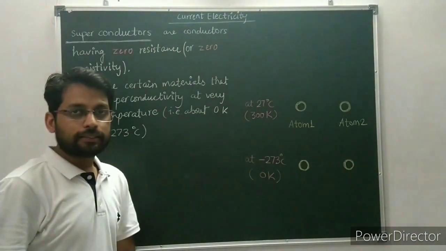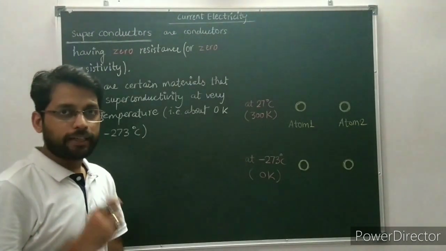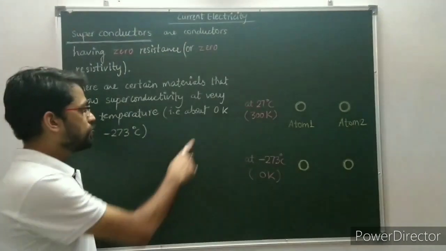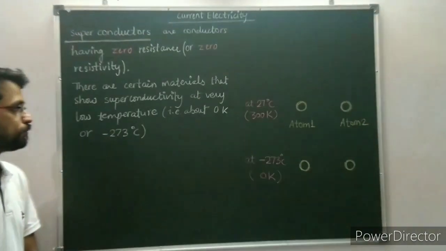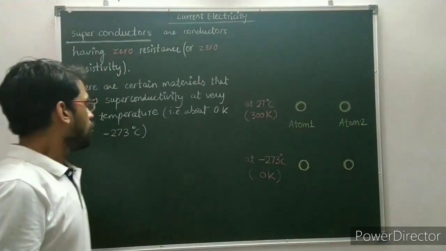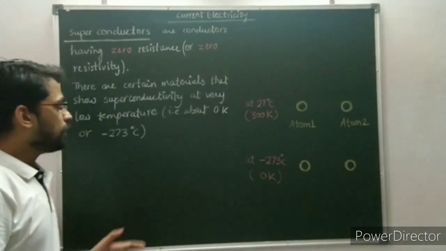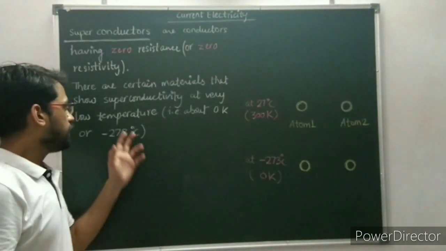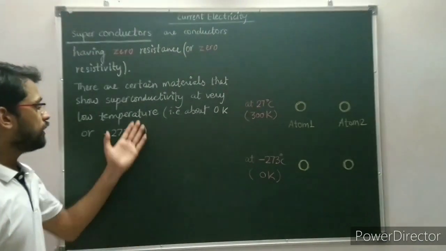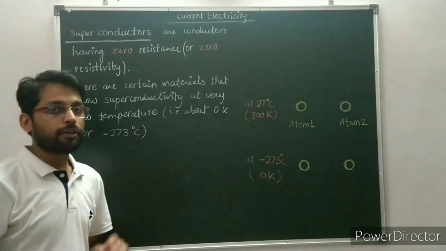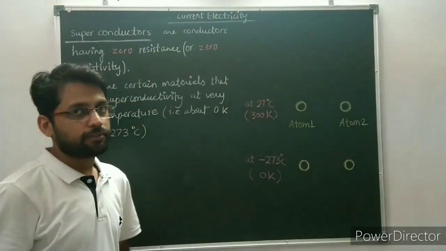There are certain materials that show superconductivity at very low temperature, that is 0 Kelvin or minus 273 degrees Celsius. It means superconductivity is somehow related to temperature. To understand the connection between the superconductivity and the temperature, we have to understand how the resistance of a conductor changes with temperature.